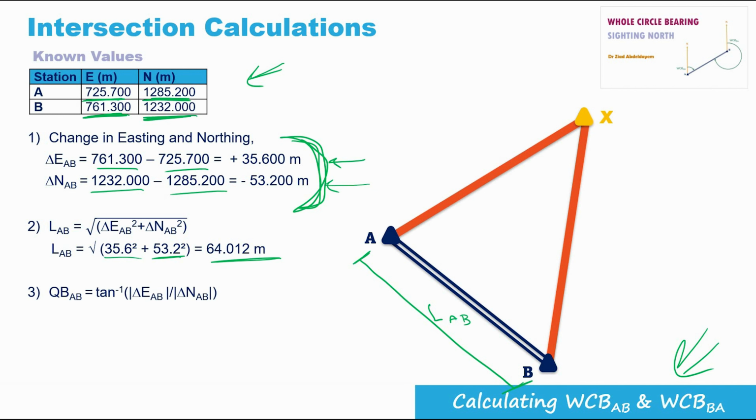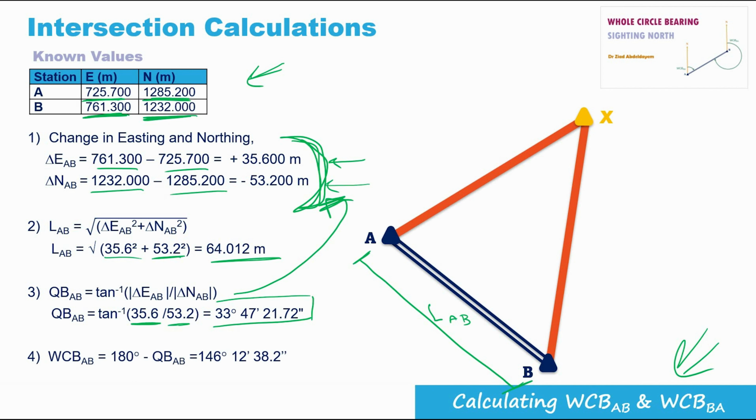Now we are going to calculate the quadrant bearing, which is the inverse tangent of the absolute value of delta A divided by the absolute value of delta N. Don't forget, we calculated delta A and delta N in the first step. Let's use the numbers. The quadrant bearing of AB is the inverse tangent of 35.6 divided by 53.2, and the answer is 33 degrees, 47 minutes, and 21.72 seconds. So this is the quadrant bearing.